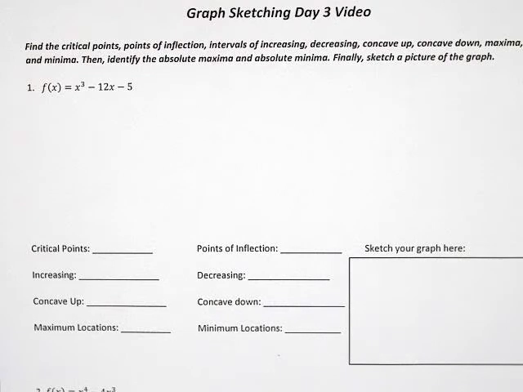Alright guys, so over the last few days we've been talking a lot about vocabulary that we associate with graphs. Things like critical points, points of inflection, increasing, decreasing, concave up, concave down, maximum, minimum, etc. Today what we're going to do is put that all together into one big problem and see how we can use all of this information to actually make the sketch of the original graph based on what we have.